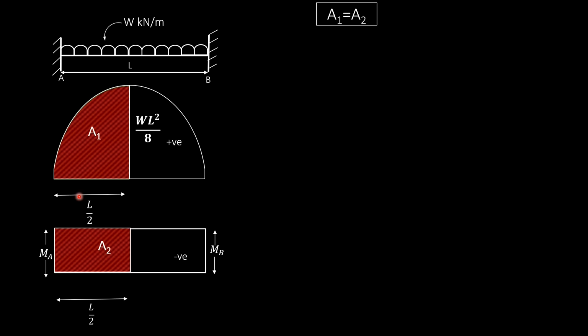So what is A1? A1 is the area of the hatched portion of this parabola. What is this area? 2 third times base times height. 2 third into base, which is here L by 2, and height is WL square by 8. And what is A2? A2 is nothing but MA times L by 2.